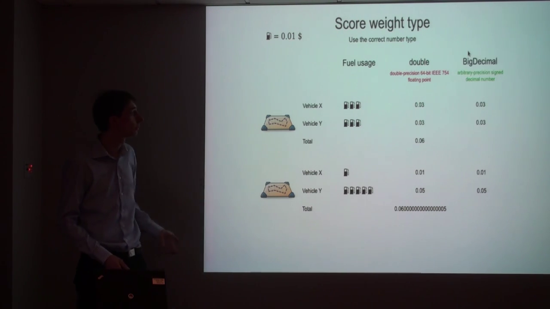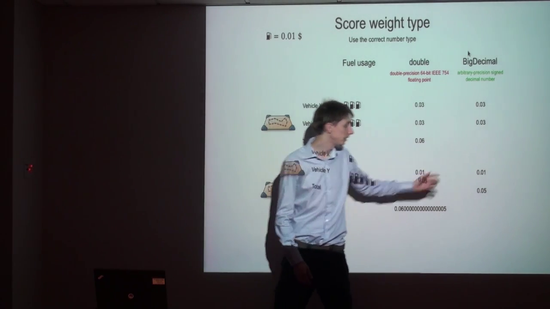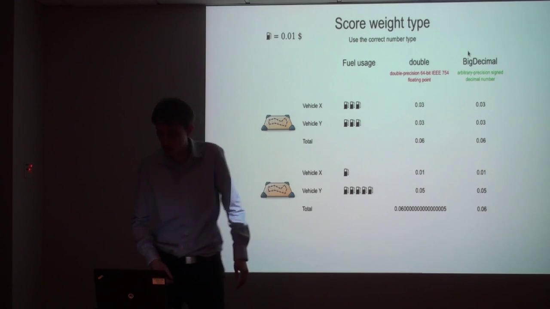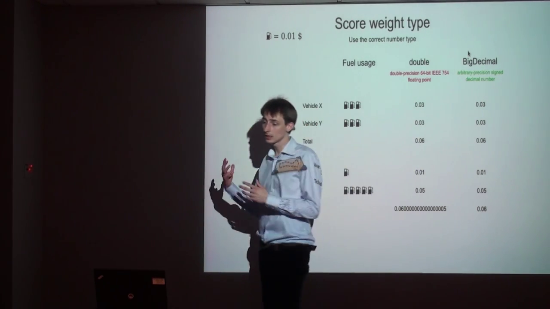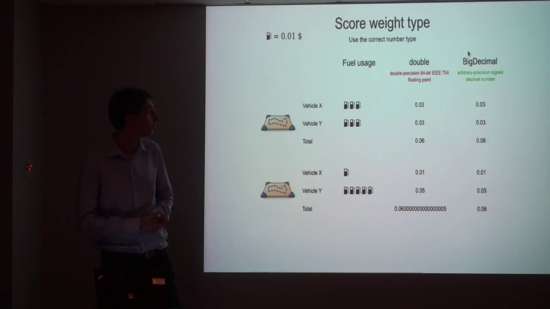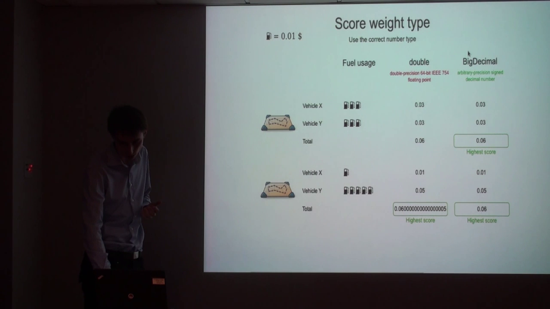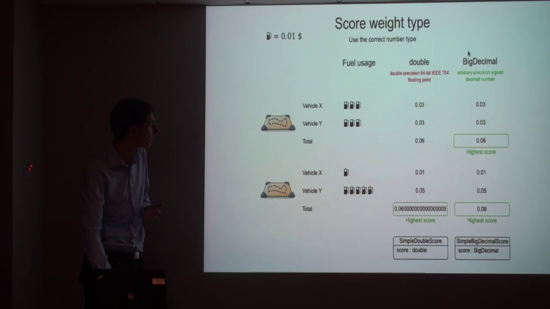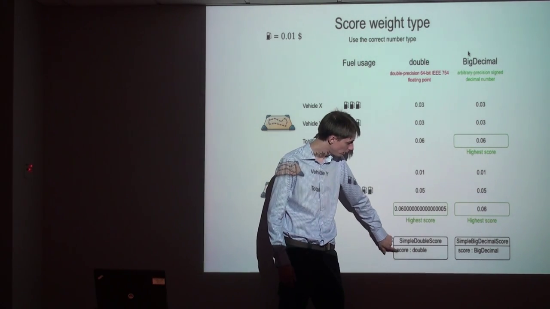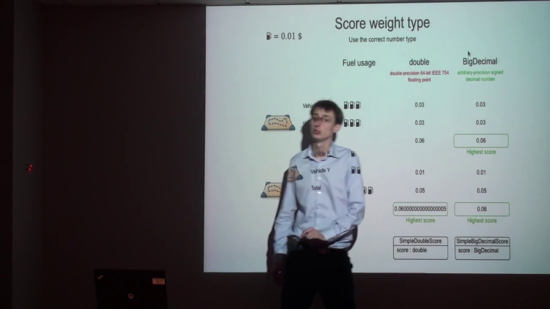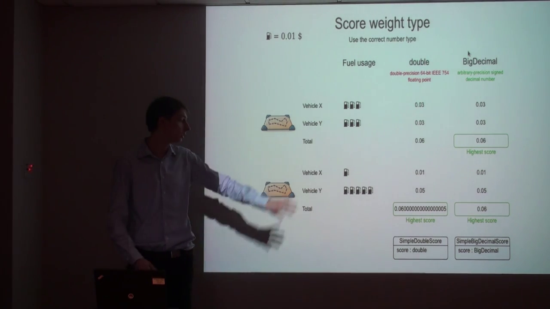You want it to be a big decimal, which you know all banks use. And then if you sum the numbers, you'll actually get the correct number 0.06. So the thing is, in Planner, this is solved by you can actually choose whether you can define your own scores. If you use a simple double score, then you have a double. If you use a big decimal, you get a big decimal. So you can choose big decimals, you can use big integers, you can use whatever you want. You can define your own scores.